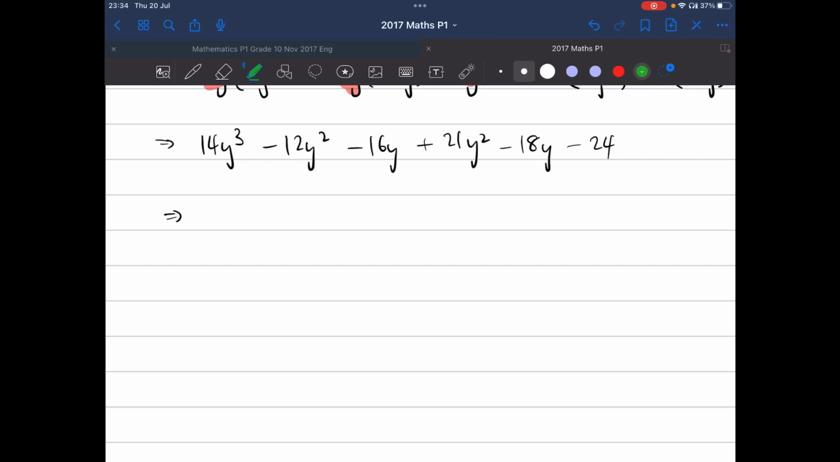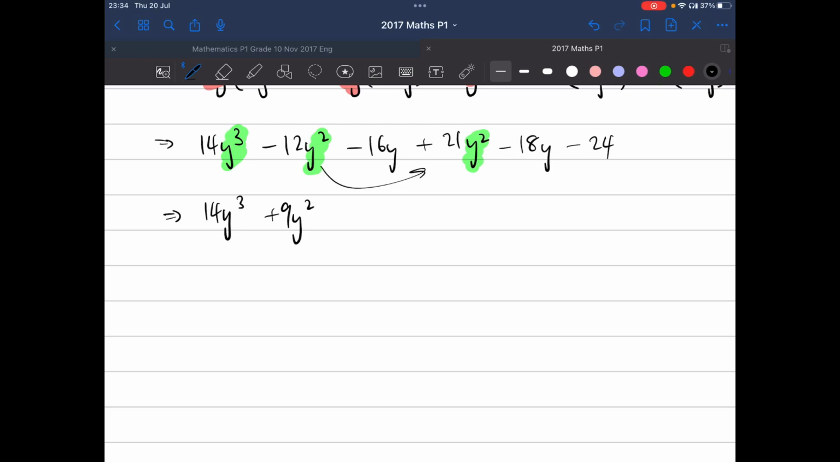Okay, so what do I mean by a like term? I mean that they have the same variable. So if you look here, we have y cubed. Let's see if we have any other y cubes. We don't, so that means we can just write 14y cubed. Okay, let's move on to y squared. Look, we have that as well. So we'll add those two together. So minus 12 plus 21, and it gives us 9.